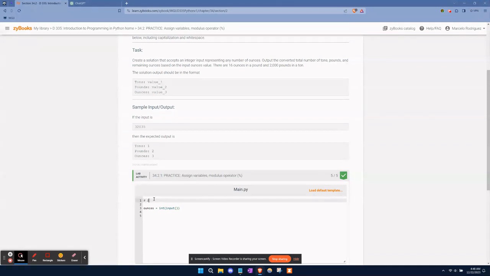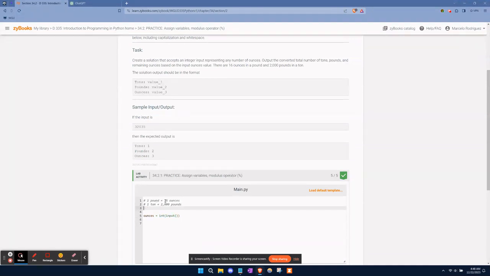So 1 pound is equal to 16 ounces. And 1 ton is equal to 2,000 pounds. Again, when you're doing multi-line comments, you can just do individual lines, or you can add 3 quotes, leave space, and input that here. Whatever works for you, we'll just keep it like this.